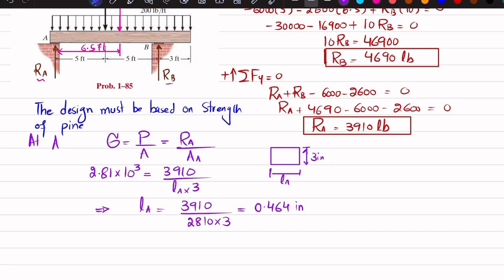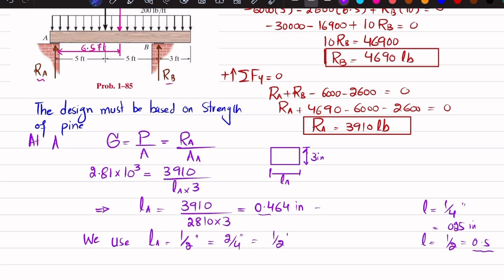And we have been given that L should be nearest to 1 over 4 inch. Half inch is 0.5, and this is 0.25. As our value 0.464 is near to this 0.5, so we select the length of this base plate as 1 over 2 inch. You can also write it 2 by 4 inch, which is again 1 over 2 inch. So length of this base plate is 1 over 2 inch.